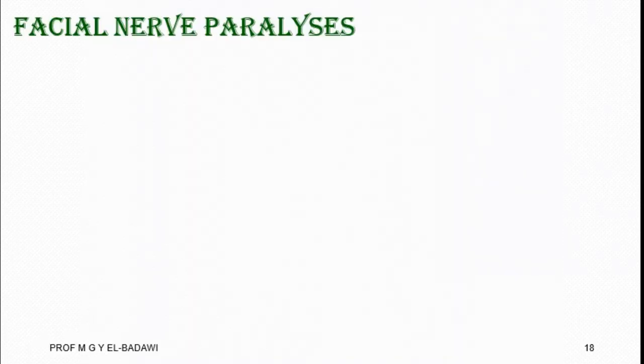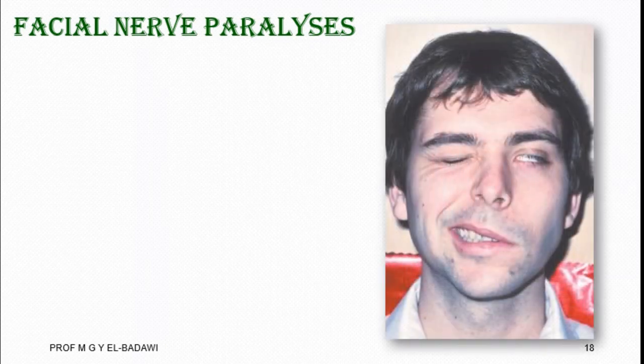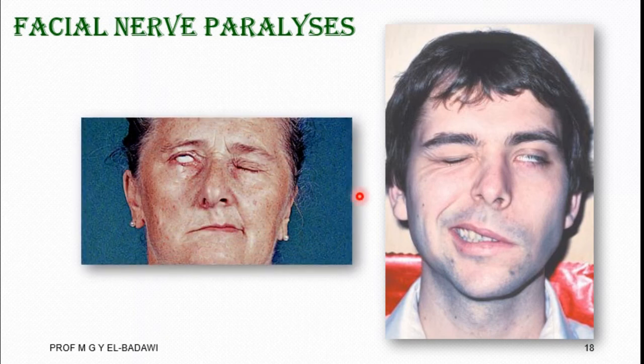That is the effect of injury of the facial nerve. That's how the face looks in case of injury of the facial nerve. The face, the mouth, will be deviated to the healthy side. The orbicularis oculi muscle will be paralyzed, so the eye will be open all the time.